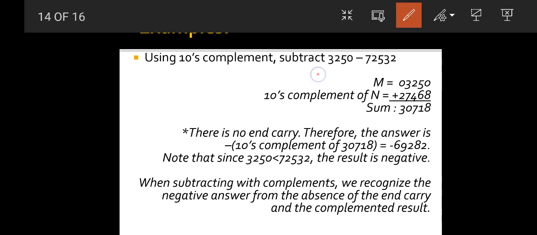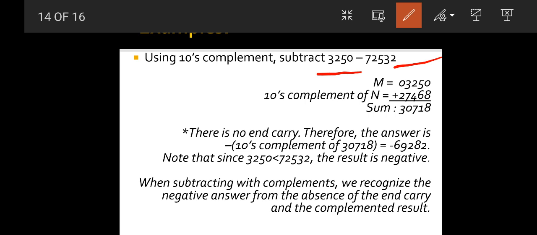Mas gamay ang imong m kaysa imong n. So we will use the third process. First, there will be no discard of end carry. So all you have to do is to add lang your m with the tens complement of your n.